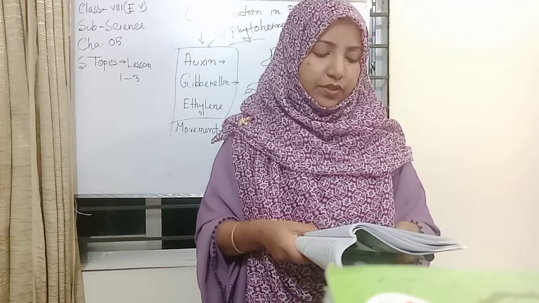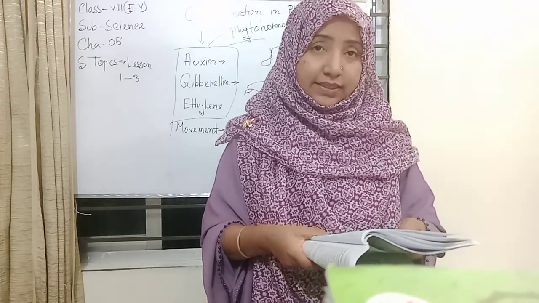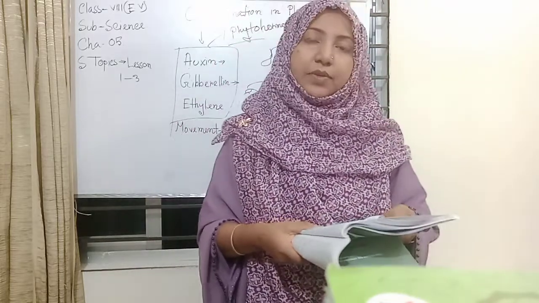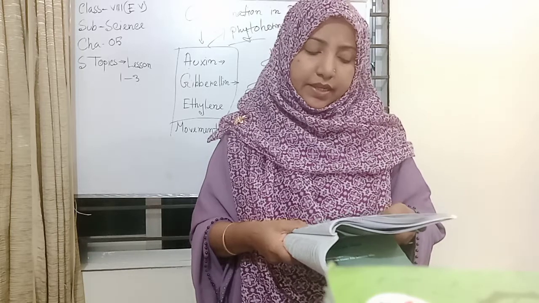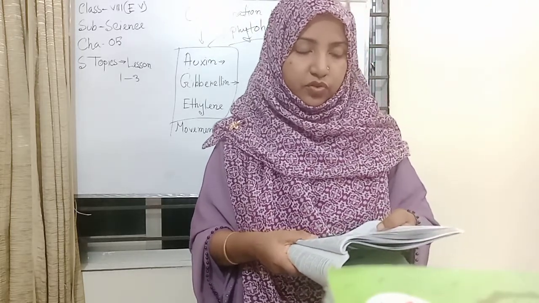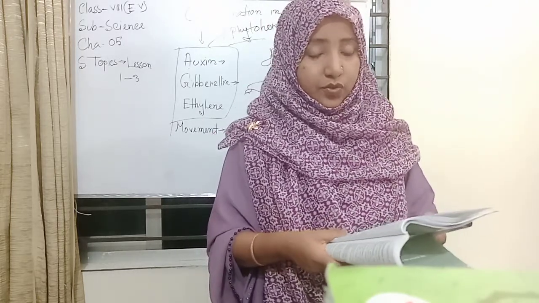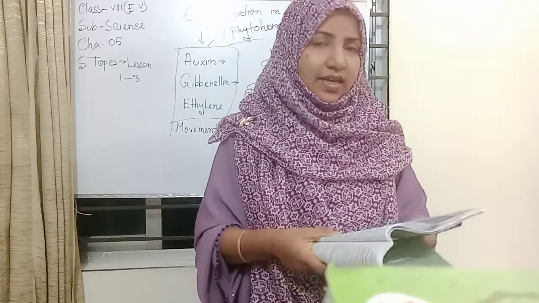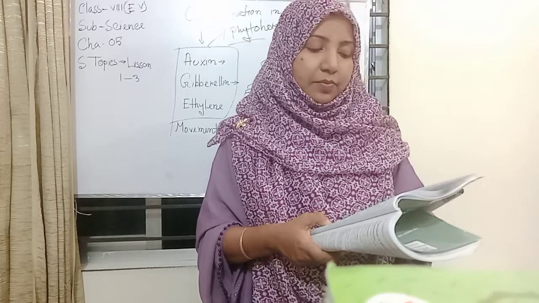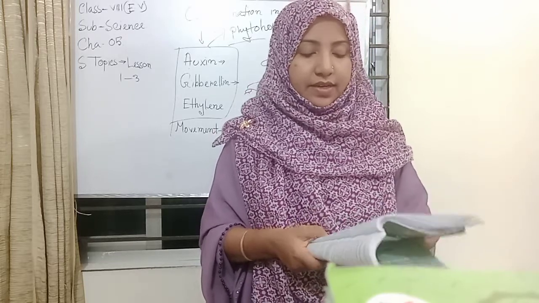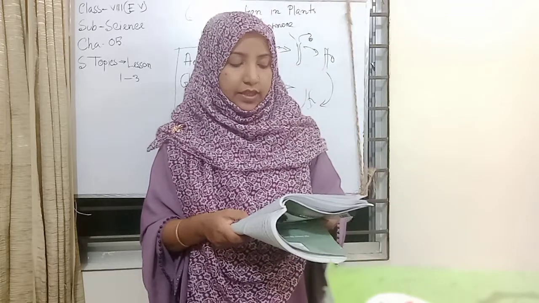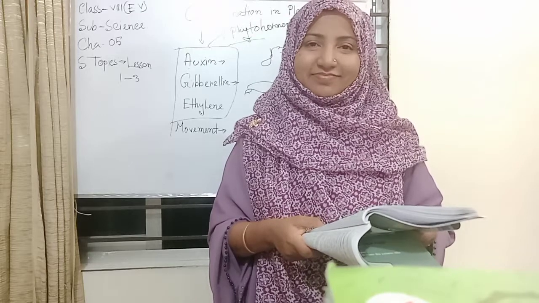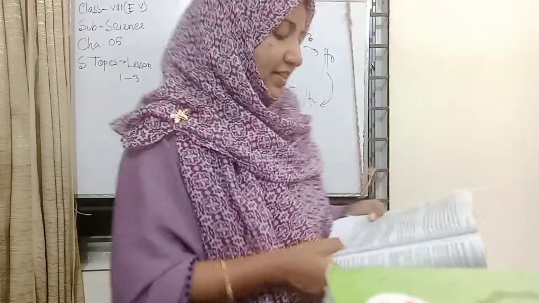Auxins can induce advantageous roles in stem cutting and play an important role in inhibiting the process of abscission of fruits. Again, I repeat, my dear students, what's the role of the auxins? Auxins can induce advantageous roles in stem cutting and play an important role in inhibiting the process of abscission of fruits. The second structure is the gibberellin.